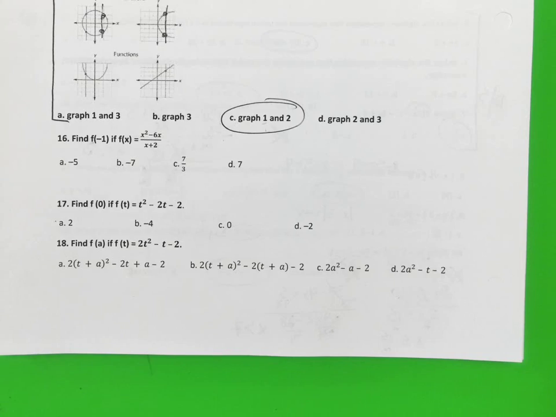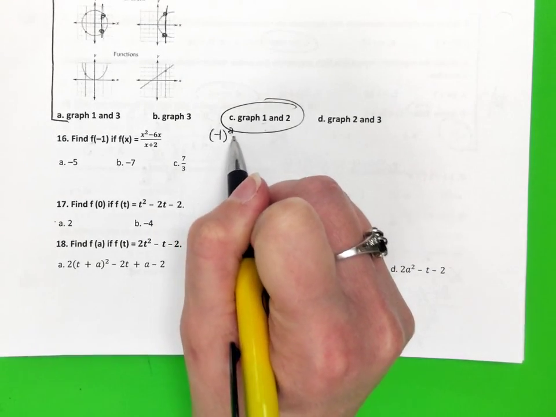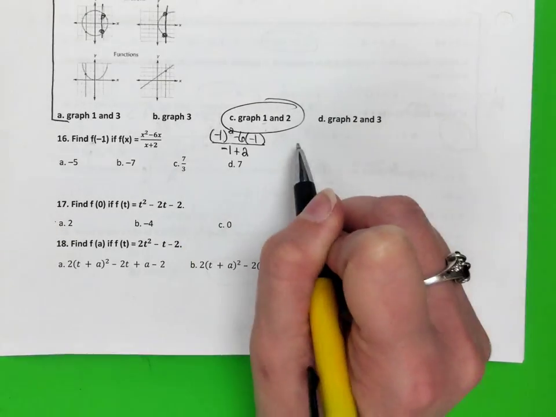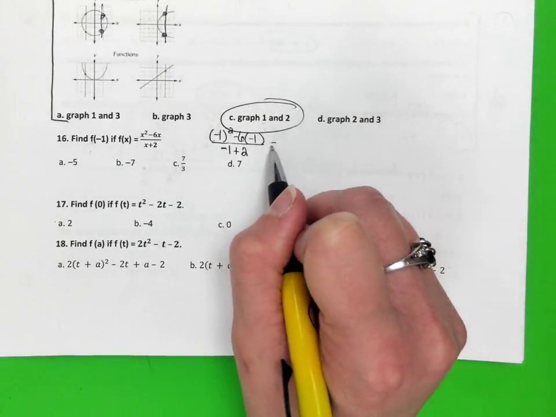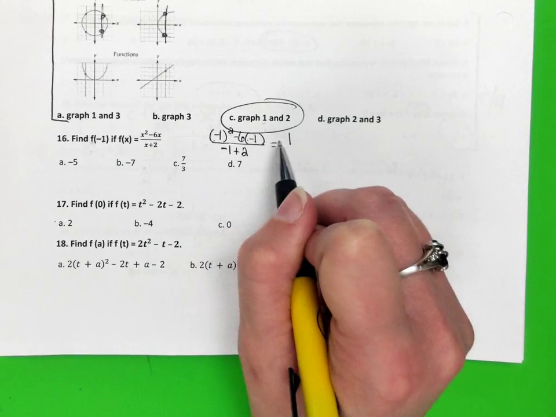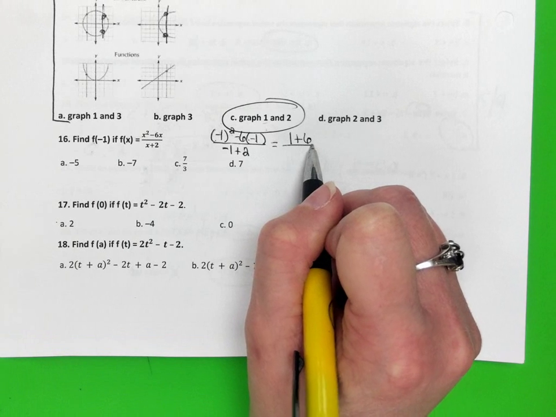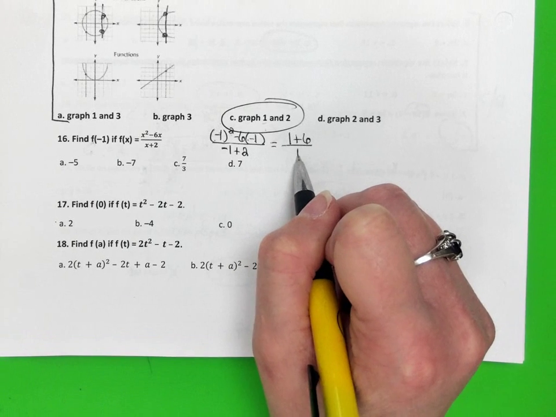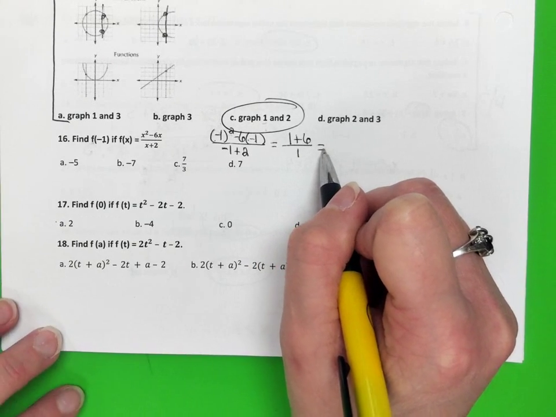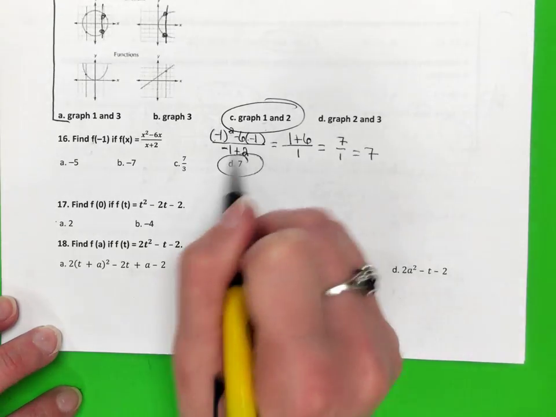Alright, 16. You got to plug in -1, right? So let's see, it's going to be -1 squared minus 6 times -1 over -1 plus 2. Alright, what's -1 squared? Positive 1. What's -6 times -1? Positive 6. And -1 plus 2? Positive 1. Alright, now what can I do? What's 6 plus 1? 7. And 7 over 1 is 7, which is D.